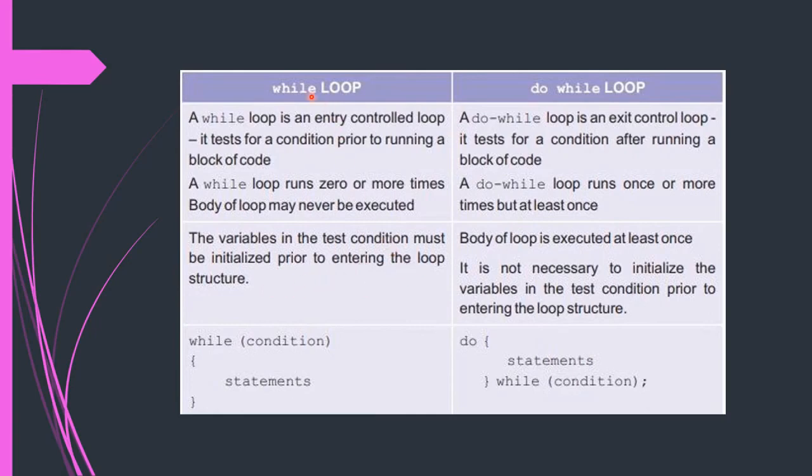In case of while loop, it is necessary that you must initialize the variable before entering into the loop structure. Body of loop is executed at least once. It is not necessary to initialize the variables in the test condition prior to entering the loop structure. Means in do while loop, it is not necessary that you are initializing the variable before entering into the loop structure. You may even enter without initializing the variable. There is no restriction.